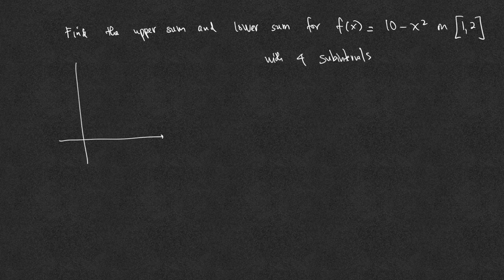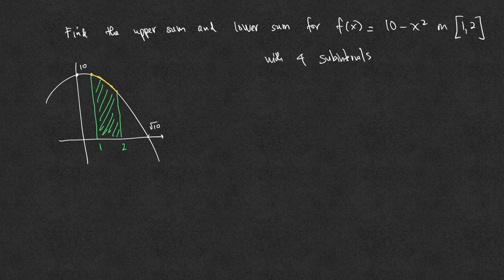This is a parabola, concave down, with the y-intercept at x equals 0, y equals 10. The x-intercept is the square root of 10, but we won't need it. We're only interested in the area under the curve from x equals 1 to x equals 2, this shaded region. We see that from x equals 1 to x equals 2, the function is decreasing.